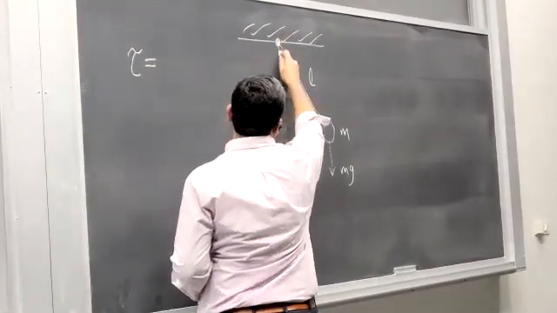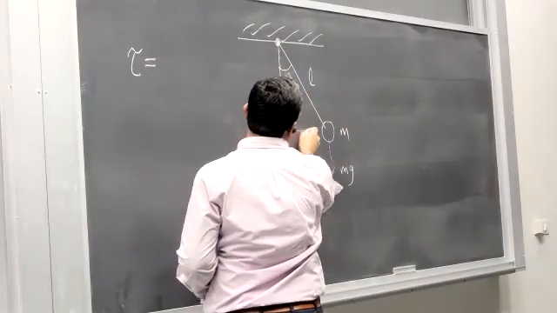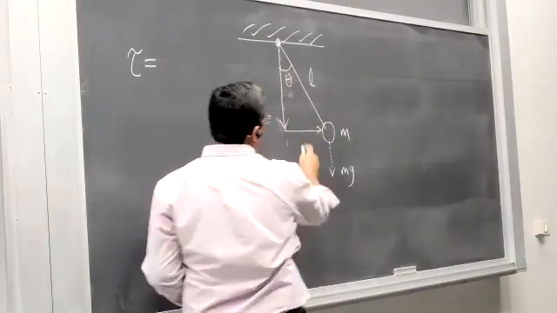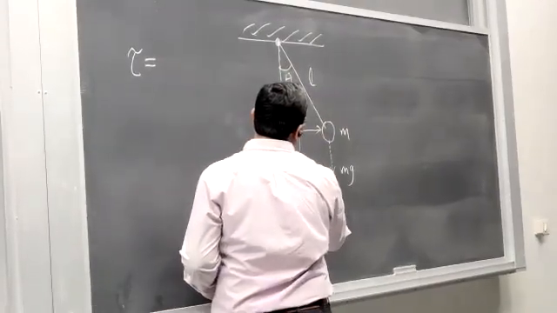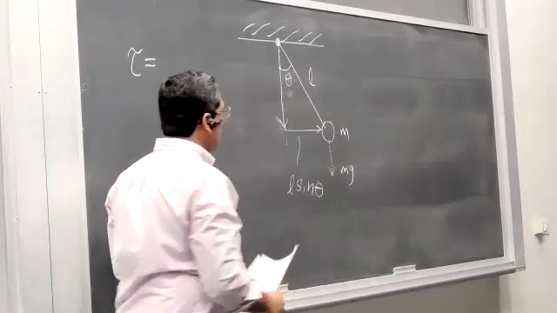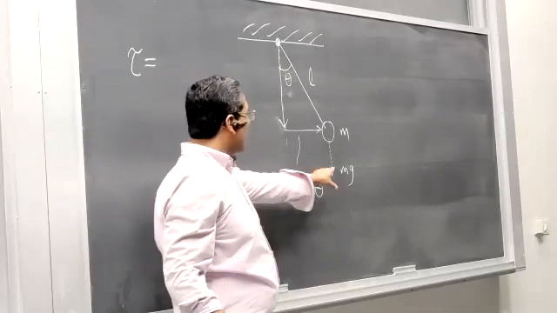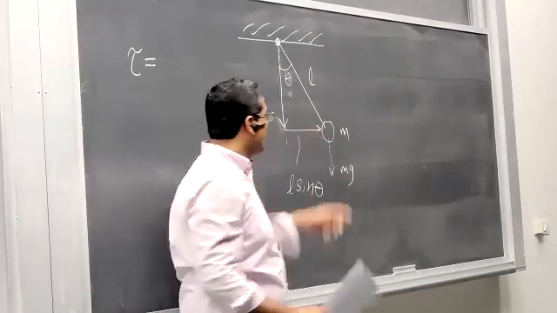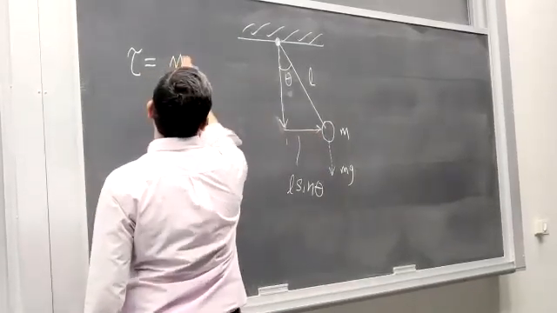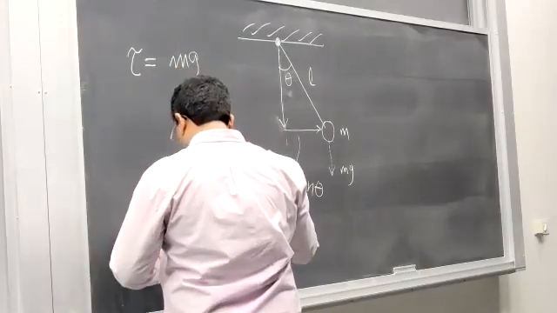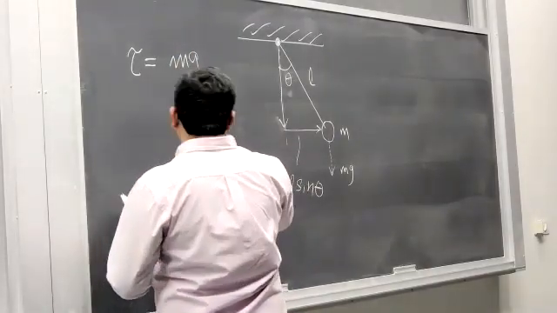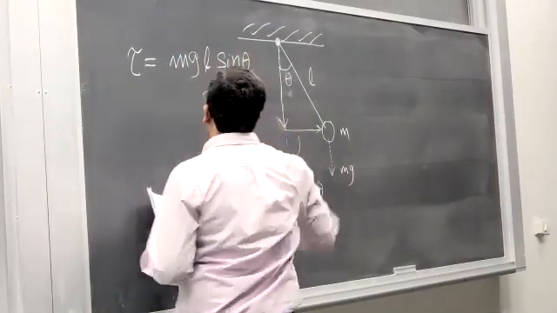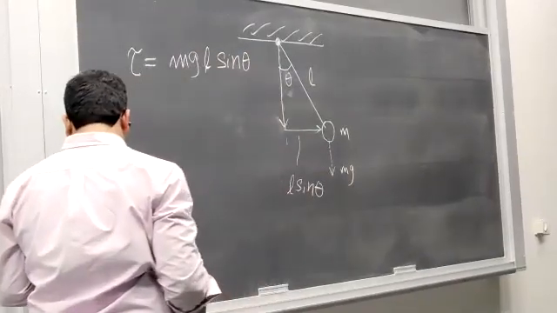There are two ways of thinking. You can split the length into two components, the vertical component and the horizontal component, and the horizontal component would be L sine theta. The torque is always the product of the force times the perpendicular distance from the point of rotation. So the magnitude of the torque would be simply mg L sine theta. That is the torque that is acting on it.